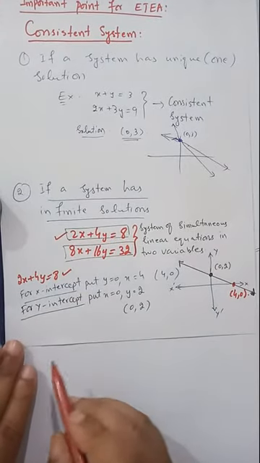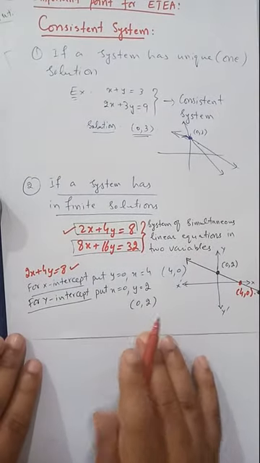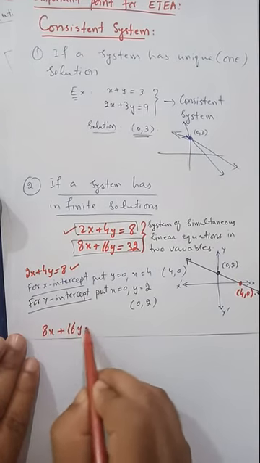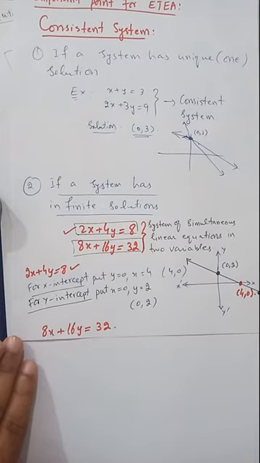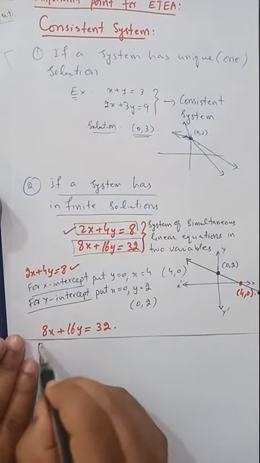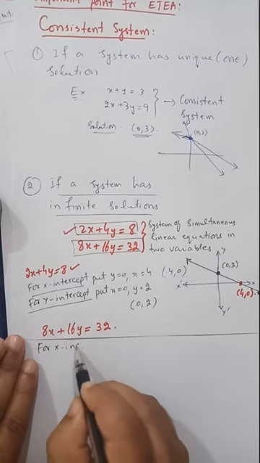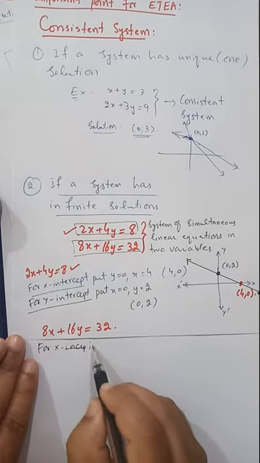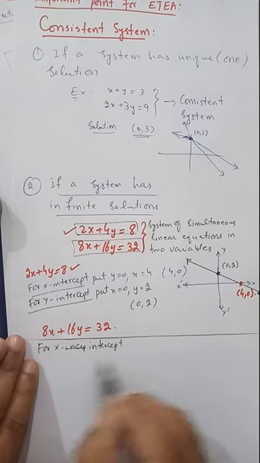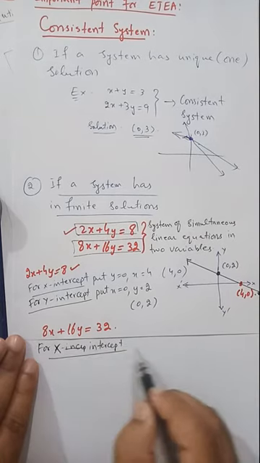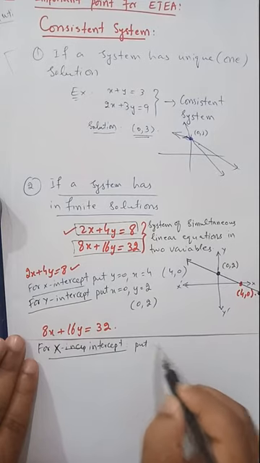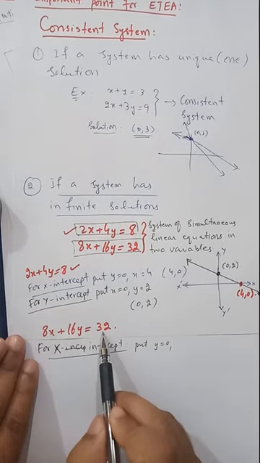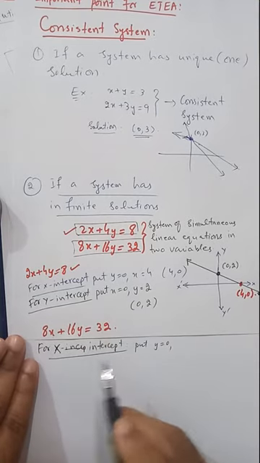Now consider the second line. If you consider the second line, it is 8x plus 16y equal to 32. So for the x-intercept, put y equal to 0. When I put y equal to 0, 8x is equal to 32. So x is equal to 32 divided by 8.